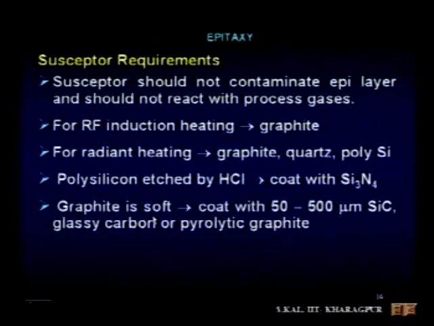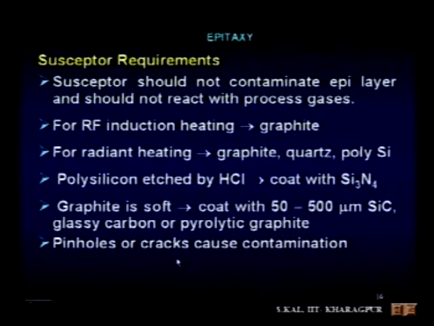Next, graphite is a very soft material, so a coating of 50 to 500 micron of silicon carbide, glassy carbon, or pyrolytic graphite is applied, because graphite is so soft that material may come out. So a thin silicon carbide coating is given on the susceptor surface. Pinholes or cracks cause contamination. The susceptor should be free of pinholes or cracks, otherwise it will contaminate the epitaxial film.